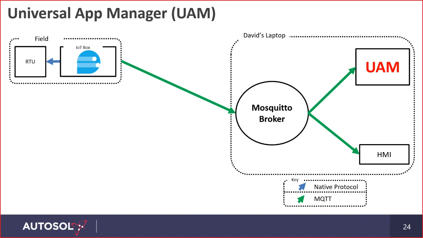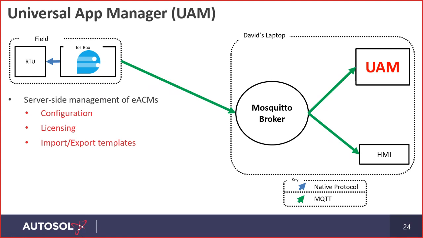This is how the architecture we've already seen works with Universal App Manager up here in the corner deployed. Universal App Manager is how you manage from a server or cloud side all of your deployed eACMs. So eACM is fun to work with on the box for the first 5, 50, 60, 88, 100. That's when it kind of starts to become a more difficult task of logging into every box and trying to change configuration if you have to, things like that. So UAM sits on the server and lets you communicate to all of your deployed eACMs and change their configurations, update licensing, import, export templates, and I'll demonstrate all of this as well.